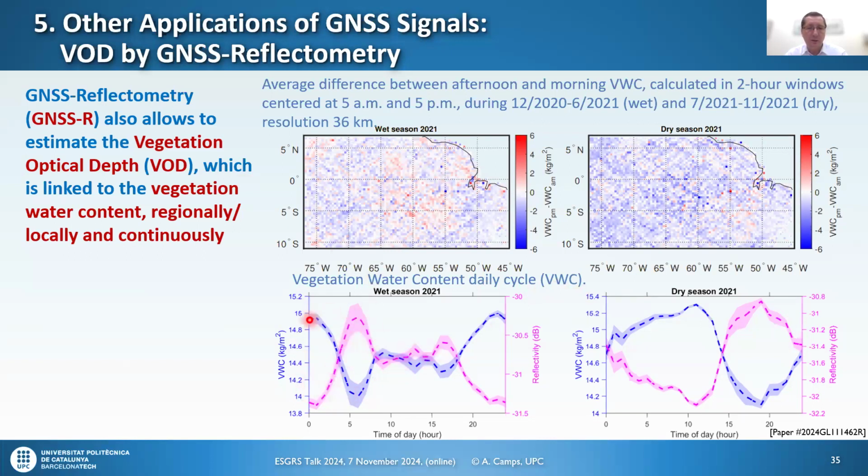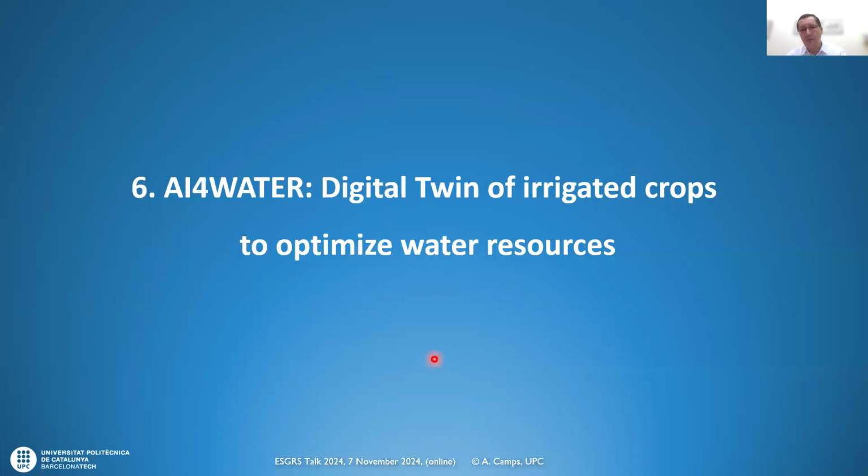This is the reflectivity, the change in the reflectivity, and this is the change in the vegetation water content on a sub-daily basis, nearly every hour in the Amazon. Okay, and very quickly, because I'm running a bit out of time, an application that we are doing in some fields in the western part of Catalonia.